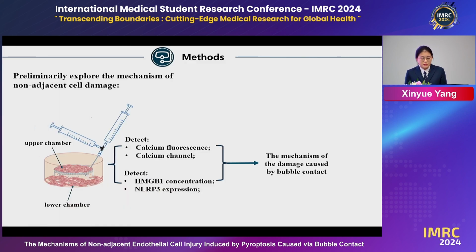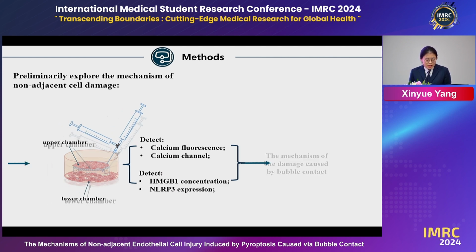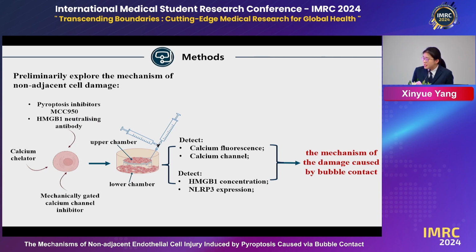During pyroptosis diffusion, damaged endothelial cells release HMGB1. So in the next period, the HUVECs were pretreated with pyroptosis inhibitor MCC950 for 30 minutes. And then the upper chamber was touched with multiple bubbles. By using pyroptosis inhibitors, ion channel inhibitors, and HMGB1 neutralizing antibody, we aim to analyze the mechanism of the damage caused by bubble contact.